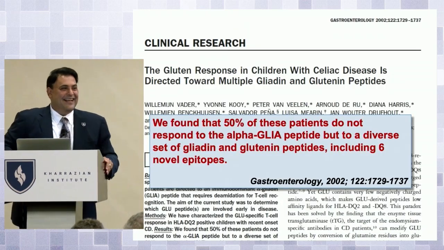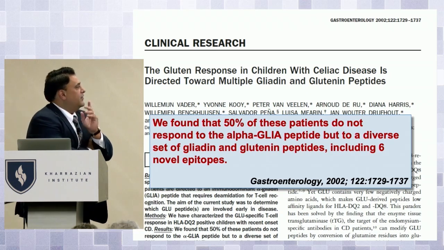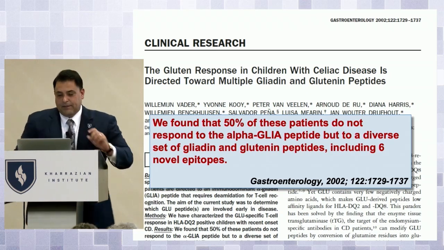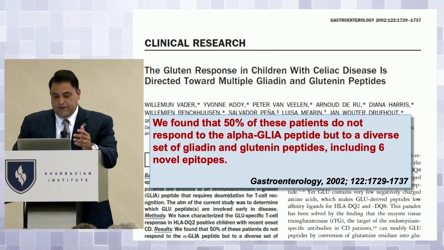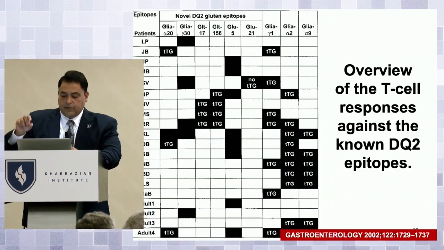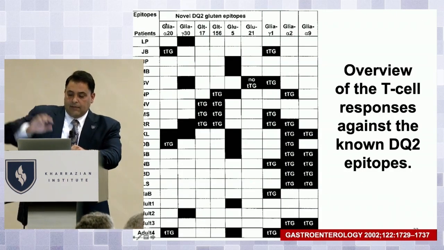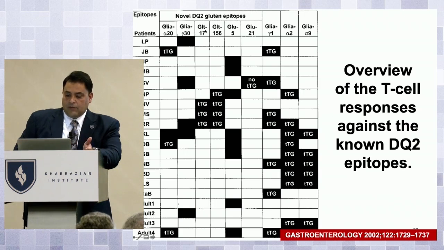Okay, now, this is a study that was done. We found that 50% of these patients do not respond to alpha-gliadin peptides. So they were looking at gluten-responsive children who have celiac disease. And they found they can't find the alpha-gliadin marker. So this was a study published in Gastroenterology, where remember gliadin has different branches: alpha-gliadin, gamma-gliadin, right? Gliadin 17-mer.